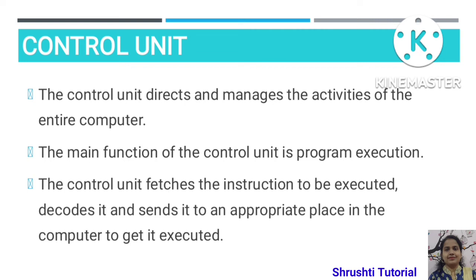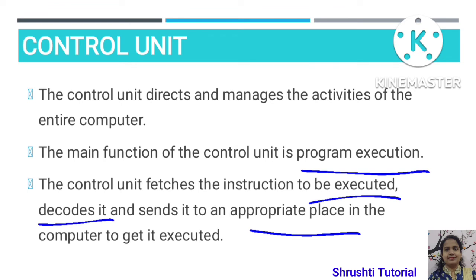Control unit. The control unit directs and manages the activity of the entire computer. The main function of the control unit is program execution. What is the main function of the control unit? That is program execution. The control unit fetches the instruction to be executed, decodes it, and sends it to the appropriate places in the computer to get it executed.